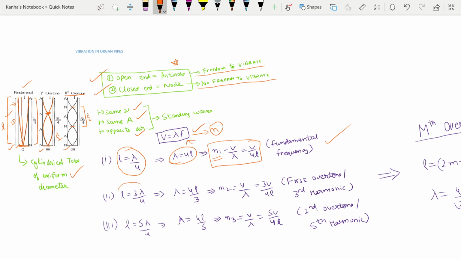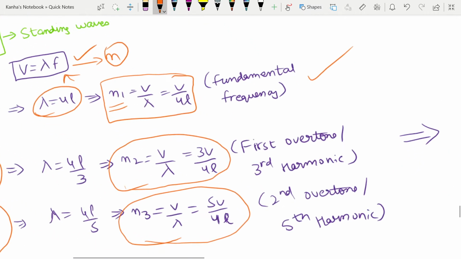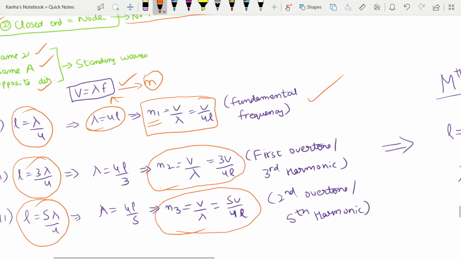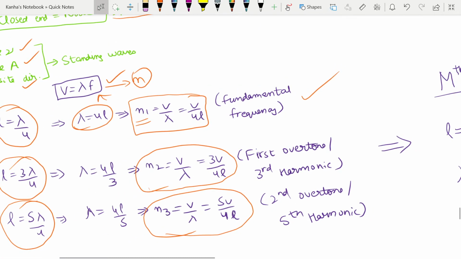So what do you have? You have L is equal to 3 lambda by 4 for the first overtone. For the second, you have 5 lambda by 4. This gives me at the end the value of frequency as 3v by 4L and 5v by 4L. So take note of the way that they can be represented in the questions. The fundamental frequency will always be for the first case. The second case can be called either first overtone or third harmonic, because there is a factor 3 here. And the next case can be known as second overtone or fifth harmonic.